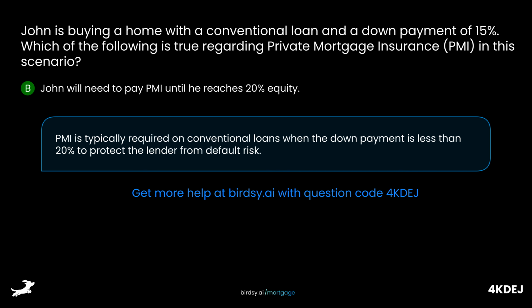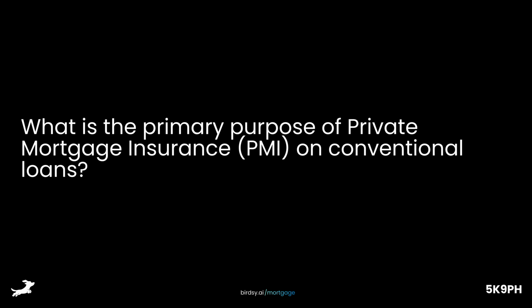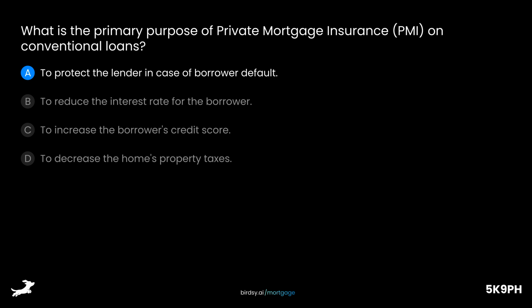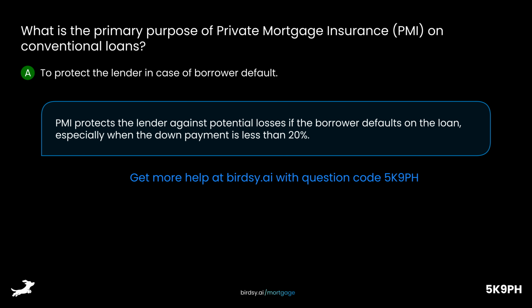PMI is typically required on conventional loans when the down payment is less than 20% to protect the lender from default risk. What is the primary purpose of private mortgage insurance on conventional loans? Is it A, to protect the lender in case of borrower default, B, to reduce the interest rate for the borrower, C, to increase the borrower's credit score, or D, to decrease the home's property taxes? The answer is A, to protect the lender in case of borrower default. PMI protects the lender against potential losses if the borrower defaults on the loan, especially when the down payment is less than 20%.